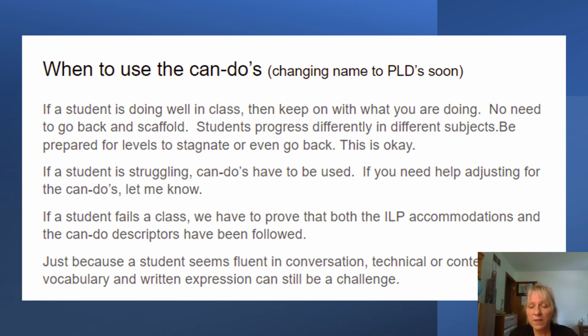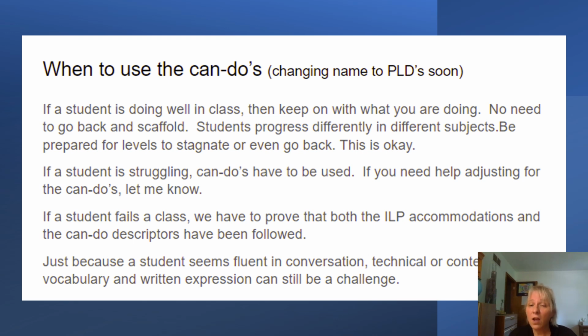We do have to follow the can-do descriptors one more time if the student is struggling. And if a student fails a class, for example, there is a form that has to be filled out, and we do have to provide evidence of assignments that have been adjusted to the can-do descriptor level for that student. If you do have a student who's failing a class, please contact me long before that so I can get with the student. I can help you adjust your assignment so that it meets the can-do descriptors if you need me to.